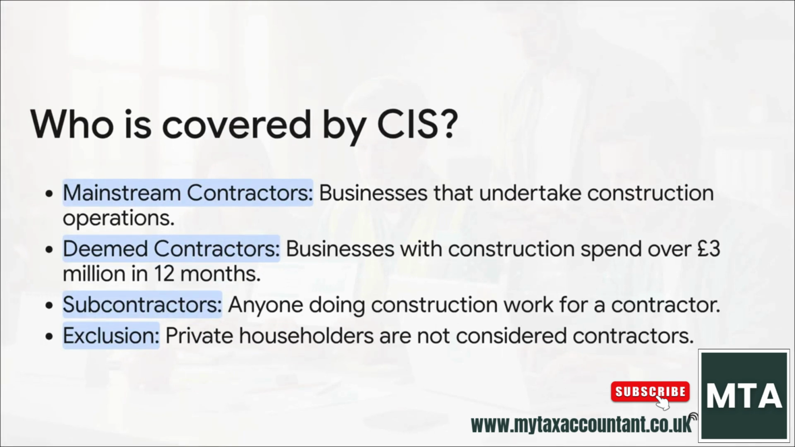Okay, so who exactly needs to be on top of all this? Well, it really breaks down into three main groups. First, you've got your mainstream contractors. Think of your typical building firms and property developers. Second, there are businesses called deemed contractors. Now, these aren't construction companies, but they spend more than £3 million a year on construction. A good example would be a big supermarket chain that's always refitting its stores. And third, of course, are the subcontractors themselves. The plumbers, the electricians, all the trades doing the actual work. The only real exception here is just a private individual having work done on their own house.